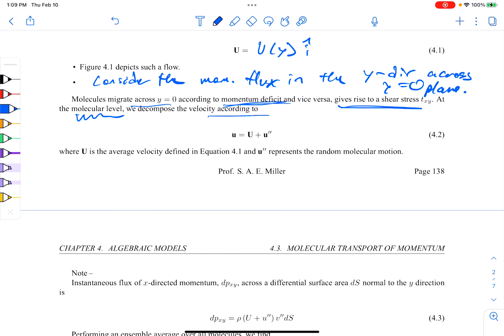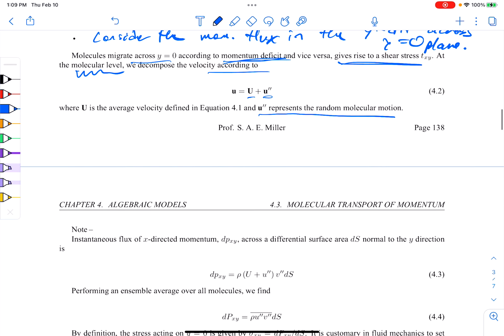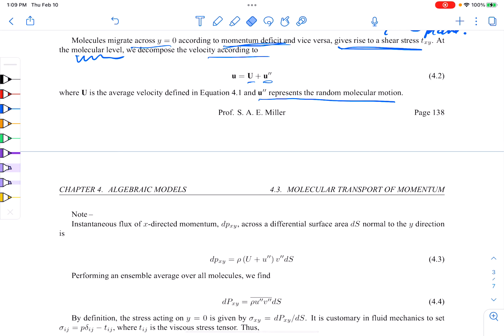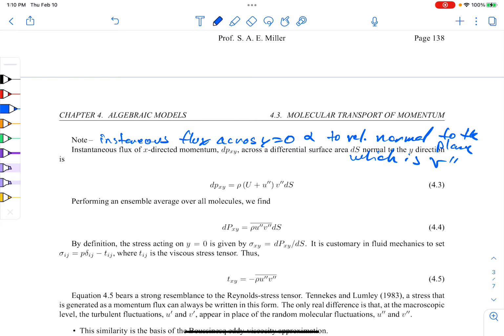So once again, we'll do a decomposition of these equations. We'll say u equals the mean plus a fluctuating part, where now u double prime would be the random molecular motion. And we might consider that the instantaneous flux across y equals 0 is proportional to the velocity normal to the plane, which is v double prime. So we'll call the instantaneous x-direction momentum dp sub xy, and that'll be across a differential surface ds normal to the y direction.